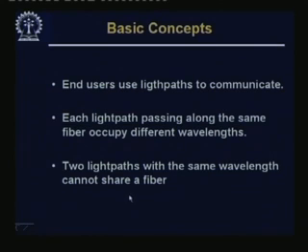So, what are the basic concepts of the light path? End users use light paths to communicate. Each light path passing along the same fiber occupies a different wavelength. That means, on the same fiber there may be different light paths, each riding on a different wavelength or lambda. Two light paths with the same wavelength cannot share a fiber. That means two light paths on the same wavelength cannot have any fiber in common, because then their signals will get mixed up with each other.